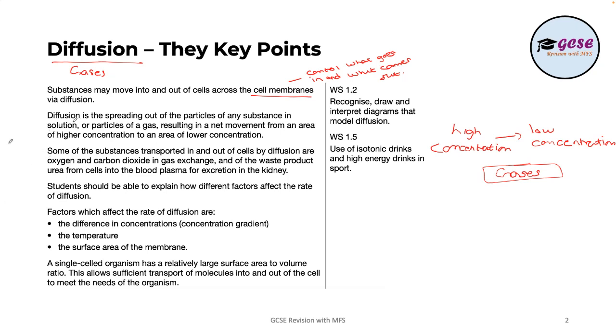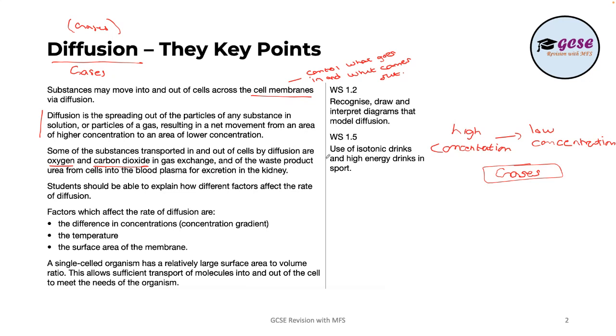Okay, so you can read that here. We have the definition here of diffusion. Diffusion is the spreading out of particles from an area of high concentration to an area of low concentration. So you can also refer to that as the net movement. Okay, and some of the substances transported into and out of cells by diffusion are oxygen, carbon dioxide, and the waste product urea from cells into the blood plasma for excretion. Yeah, so diffusion is associated with gases. Okay, so just make a note of that.